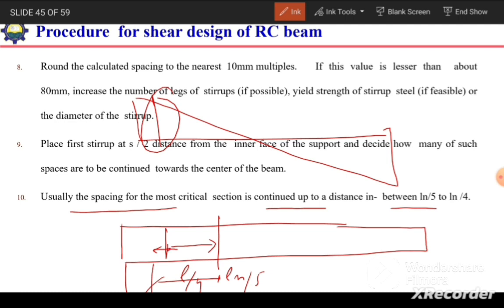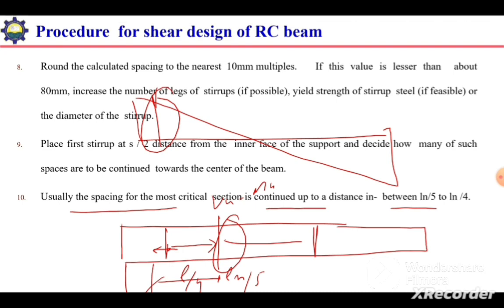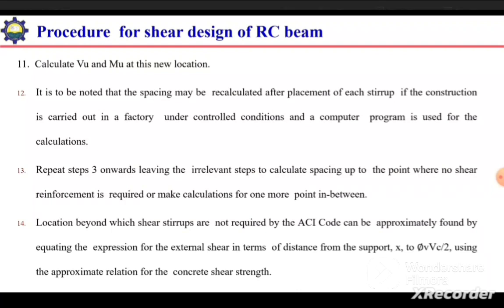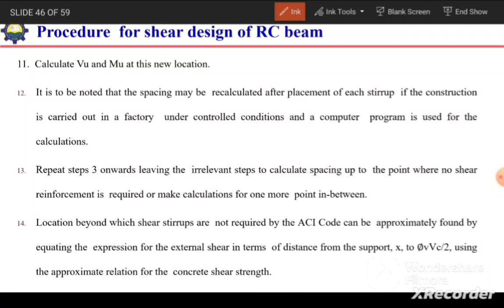this spacing that has been calculated for the critical section, and after that we need to recalculate the VU and MU value at the new section and calculate the new spacing of the stirrups, and then we need to continue that spacing toward the center of the beam up to a new location or up to a point where there is no stirrup required. Okay, calculate VU and MU at this new location, I mean ln by 4 or ln by 5.